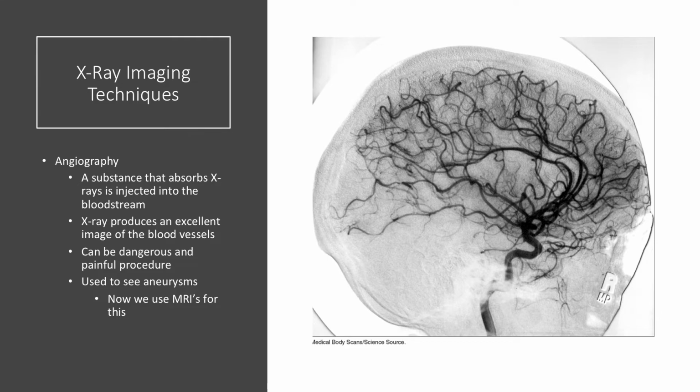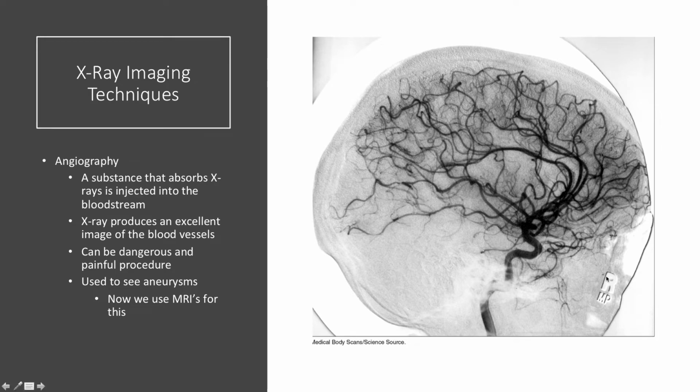So one method within the use of X-rays is called angiography, and this is a method to look at blood vessels or image blood vessels. In Greek, angion means vessel, that's why it's named that. And technically how it works is a substance that absorbs X-rays is injected into the bloodstream, and then the presence of this material in the blood produces an image of the blood vessel.